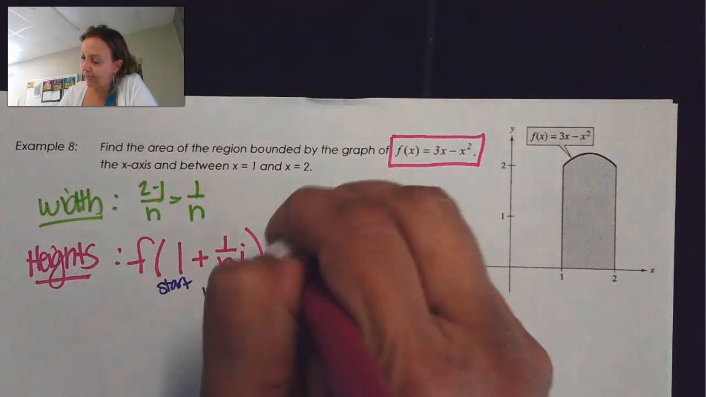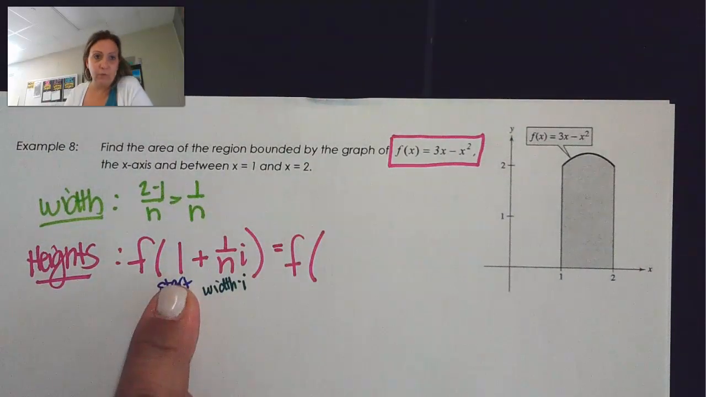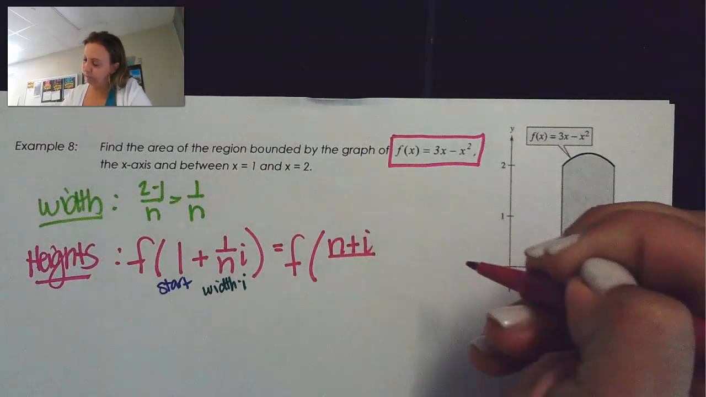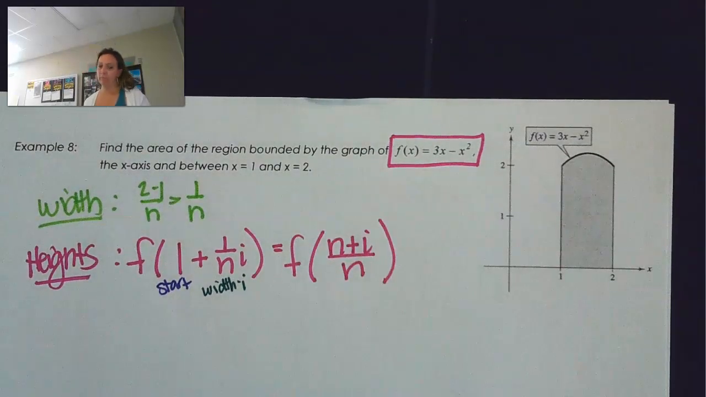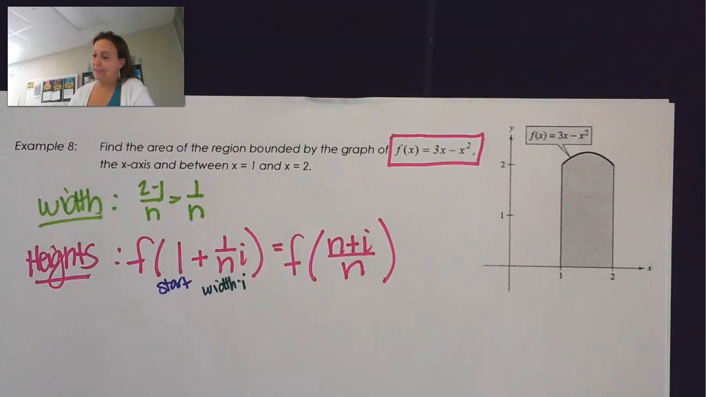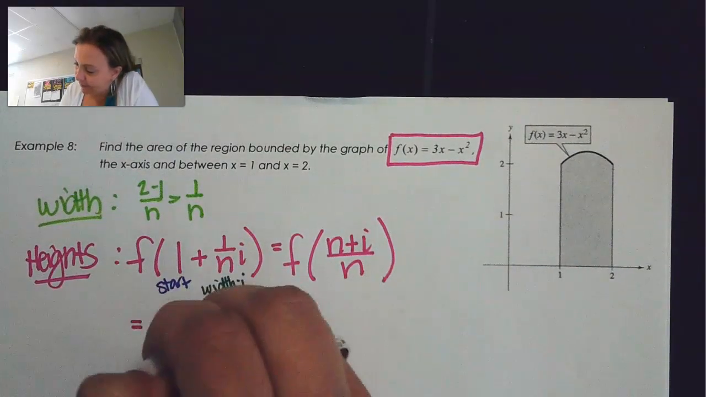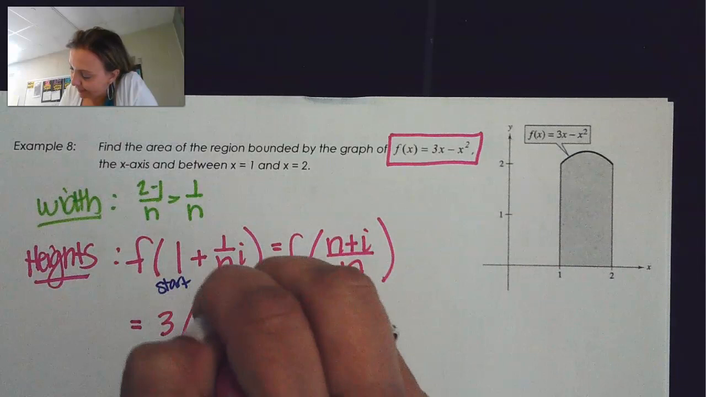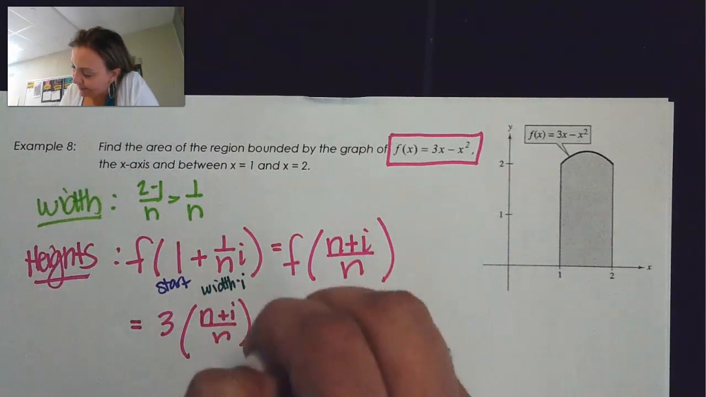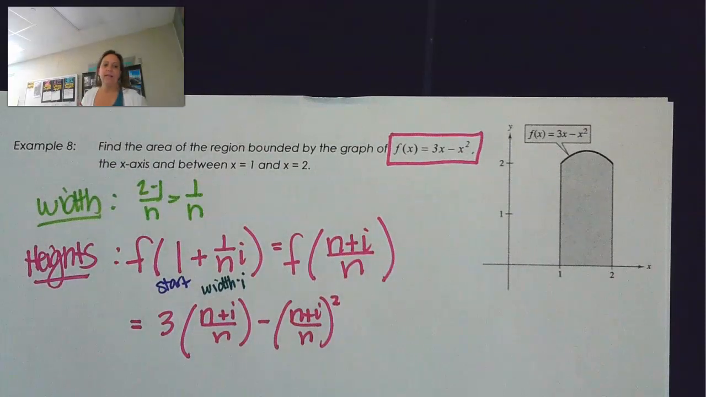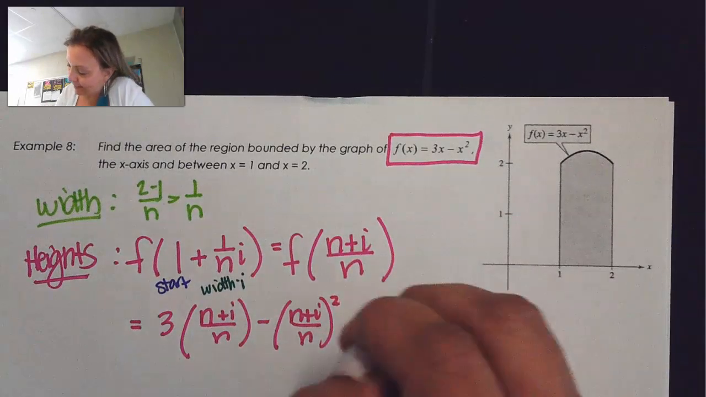So here we can think about that 1 as n over n, and so this could be n plus i over n, and that works, okay? And then what we can do is start substituting that in here. So this is going to be 3 times (n plus i over n) minus (n plus i over n) squared. And essentially this is just where we're going to deal with the algebra.